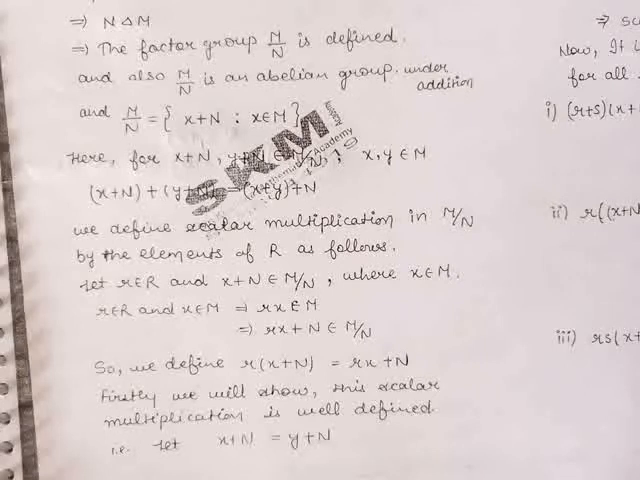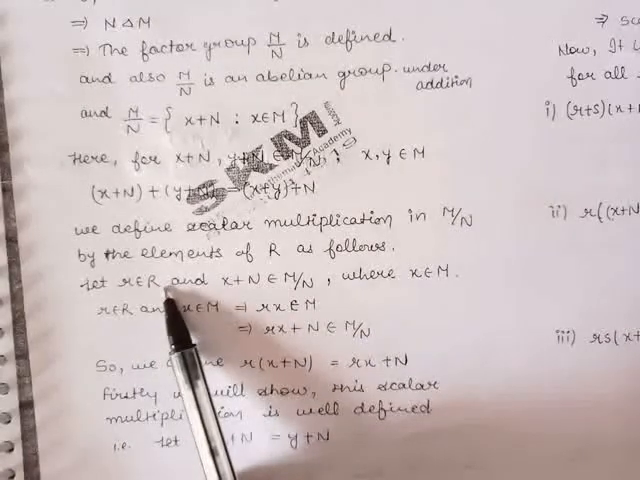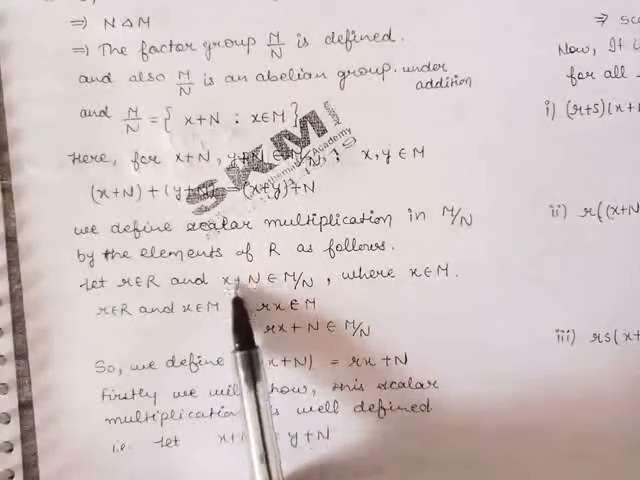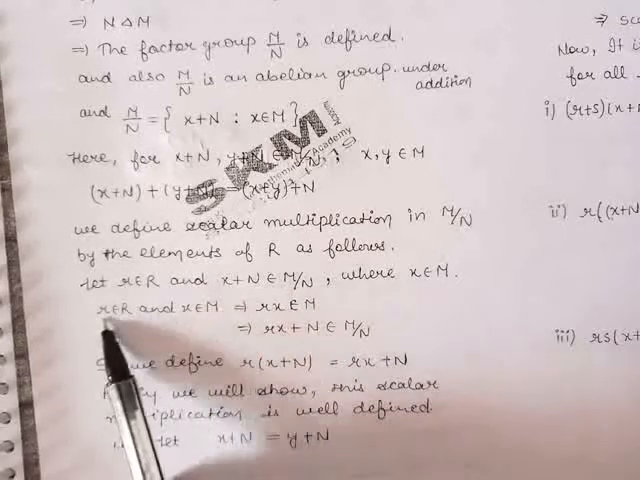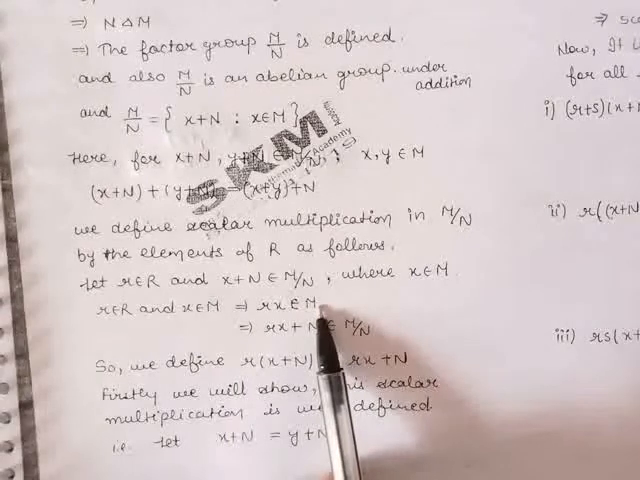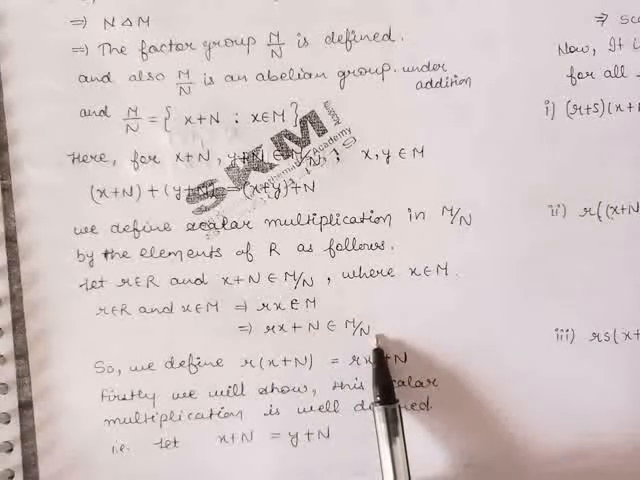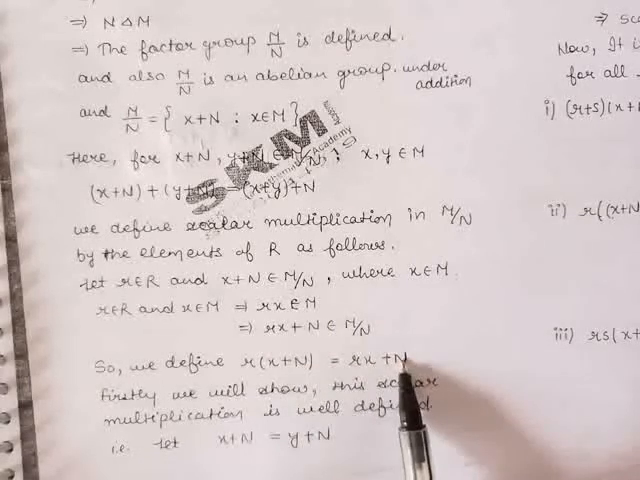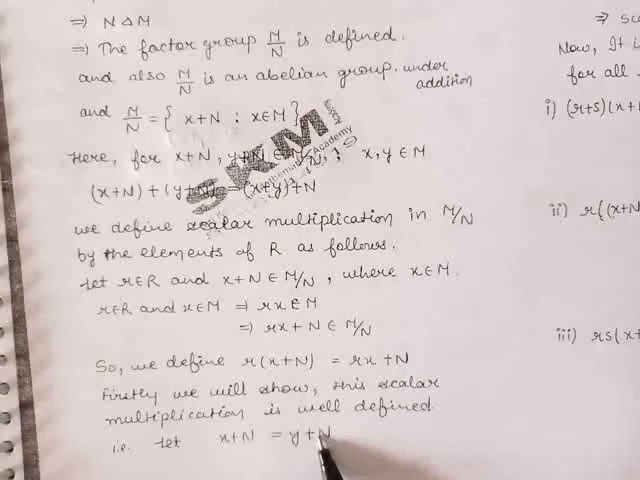Now we define scalar multiplication. So let us take an element r belonging to the ring R, and one element x plus N belonging to the set M by N. Here, because x belongs to M, r belongs to ring R, and M is a left R module, r times x will be an element of M. So by definition, the coset rx plus N is an element of M by N. So we can define the scalar multiplication of element r with x plus N by rx plus N. Now we prove that this scalar multiplication is well defined. To prove this, let us take two cosets x plus N and y plus N such that these are equal.